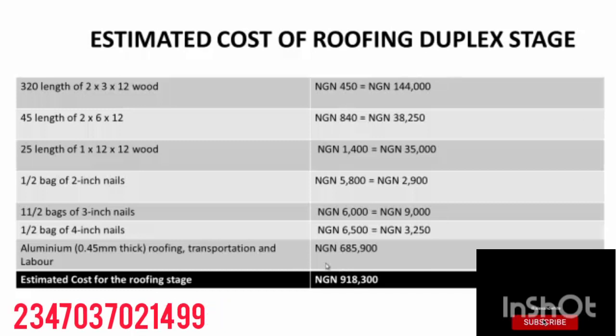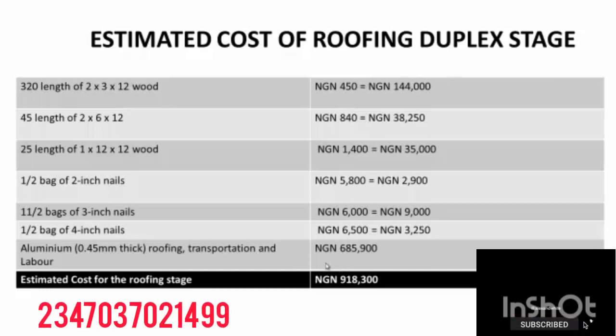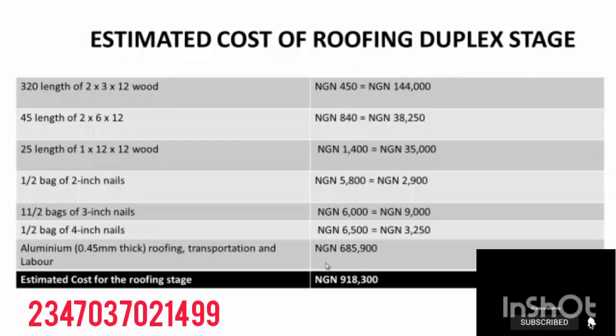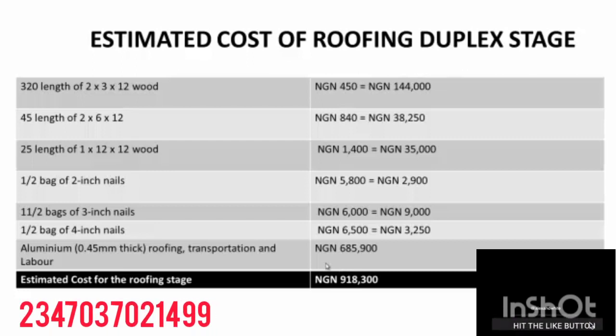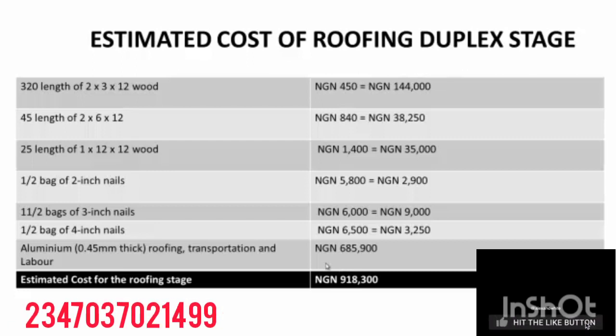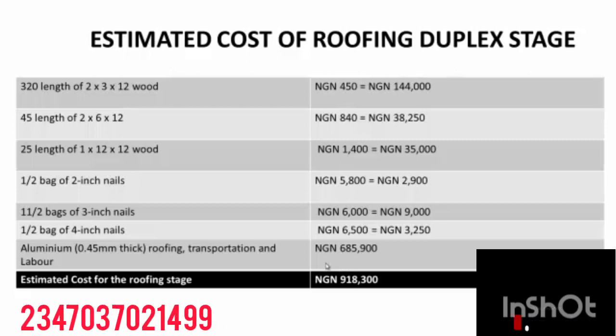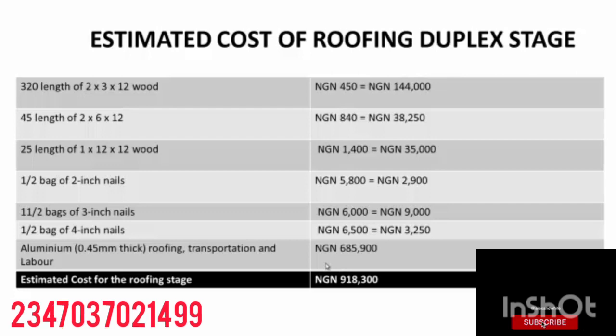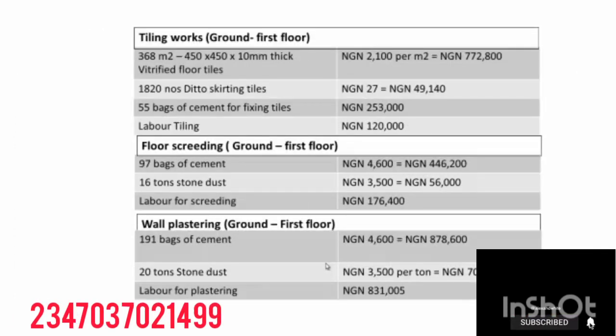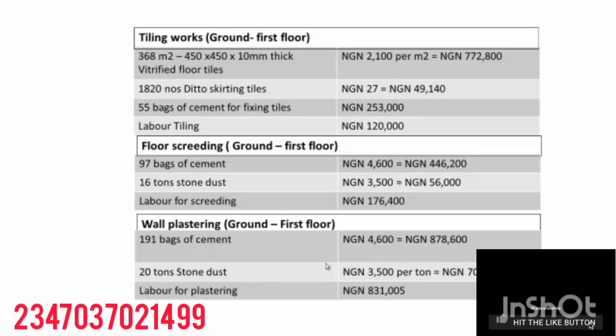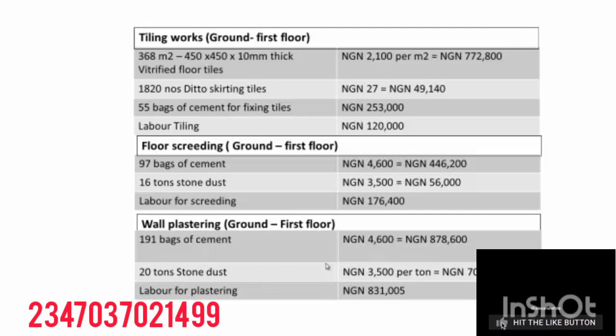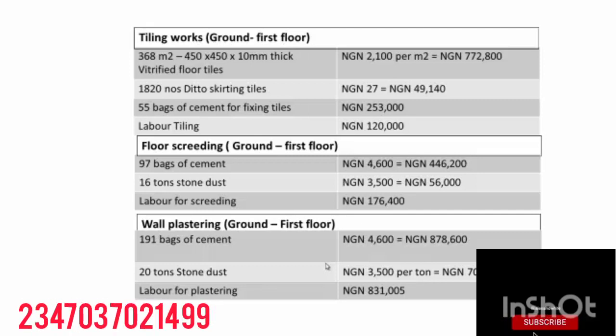Okay. Now check out the roofing price. On this roofing aspect, it depends on the kind of material you want to use. But check out what I added. Just the first stage. This one is about 918,300. Okay. These are for the tiles, the floor screeding, the wall plastering, the tiles and so on, the fixing of tile and so on and so forth.